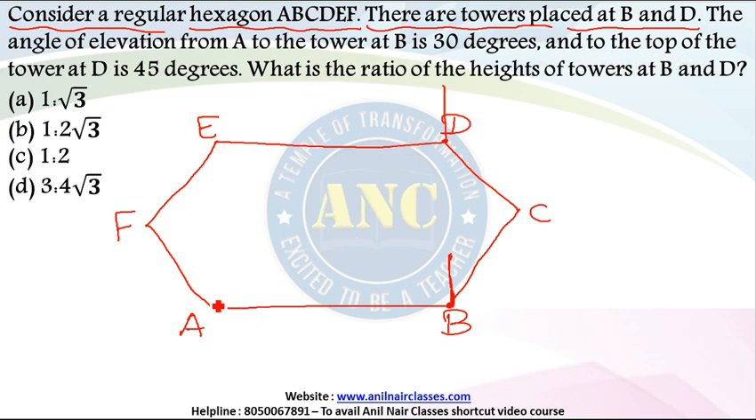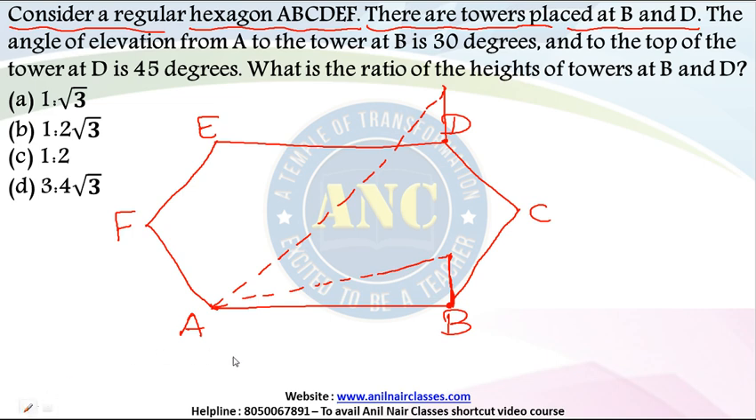That means from here to here, this angle, anyway I will represent it in a small diagram once again, is 30 degrees, and from here to here, this particular angle is 45 degrees. So that is what they have told you. Next, what is the other thing they have told you, sir? What is the ratio of heights of towers B and D?